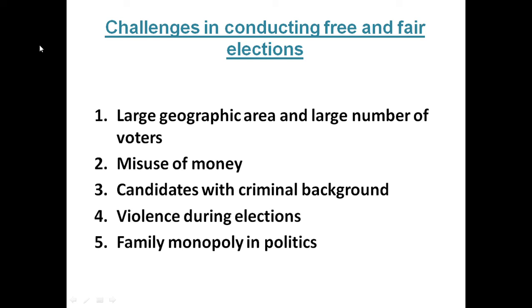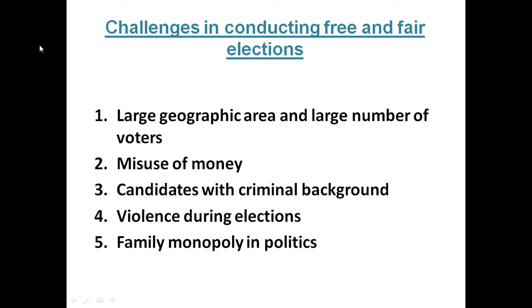The fourth challenge is violence during elections. The incidence of electoral violence has grown along with Indian democracy. Elections, violence, hate and criminality have become intertwined over the decades. All political parties should help the Election Commission to control the violence.